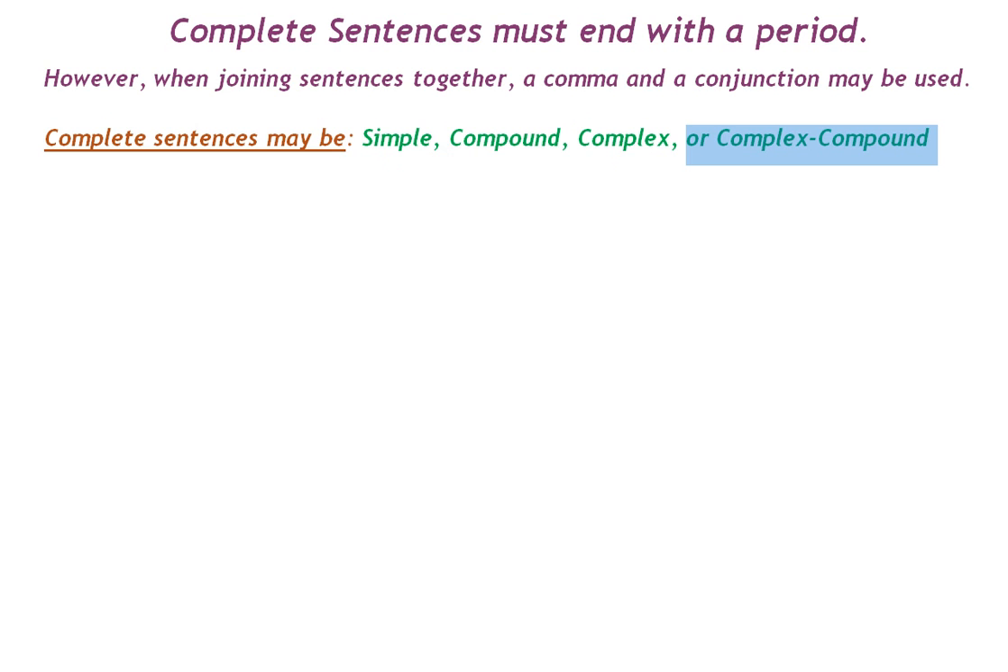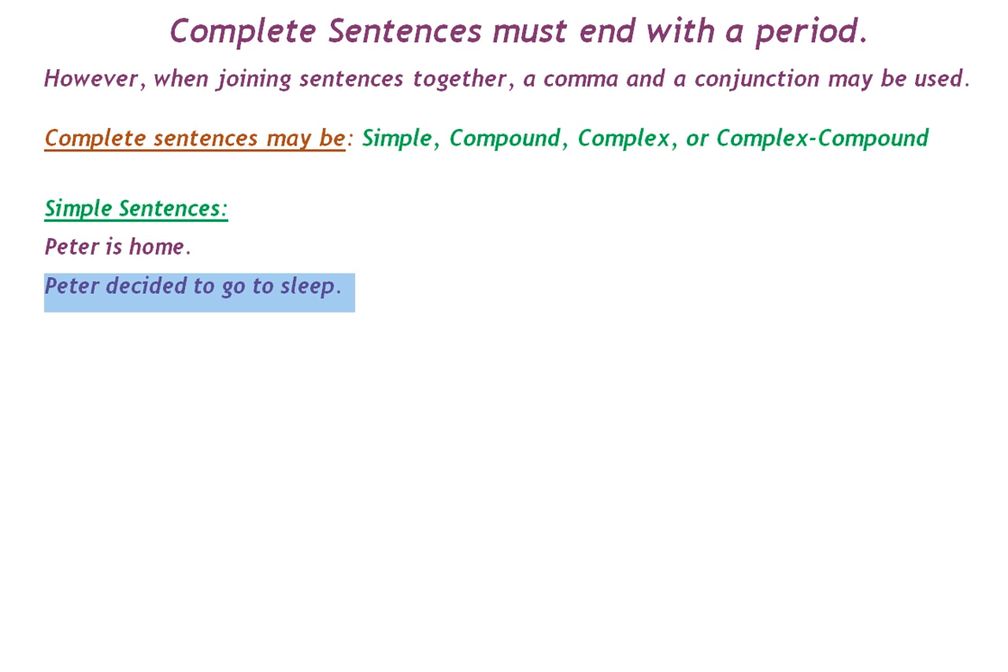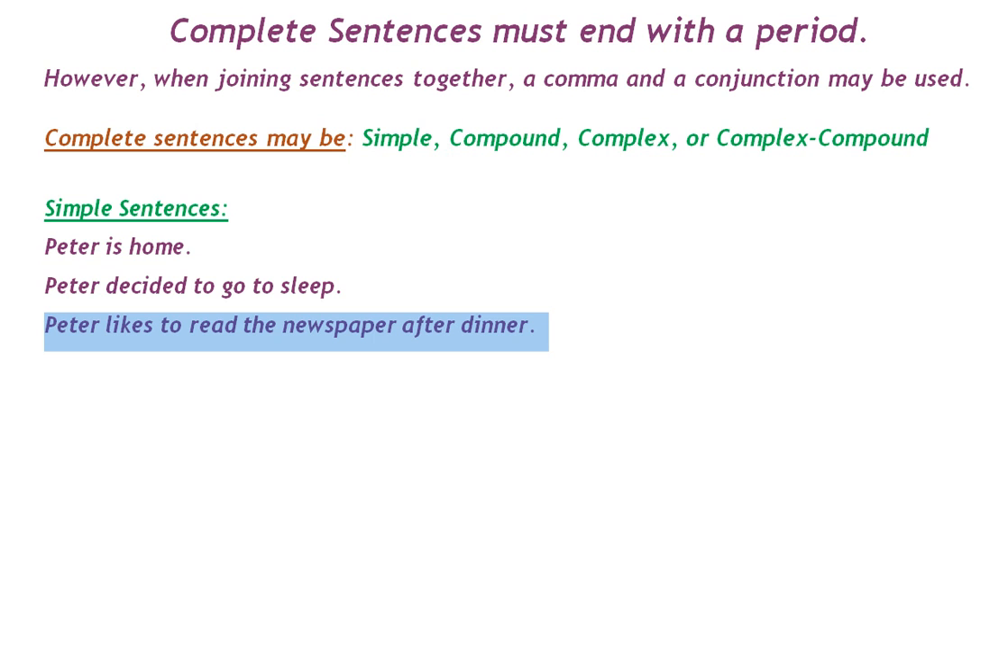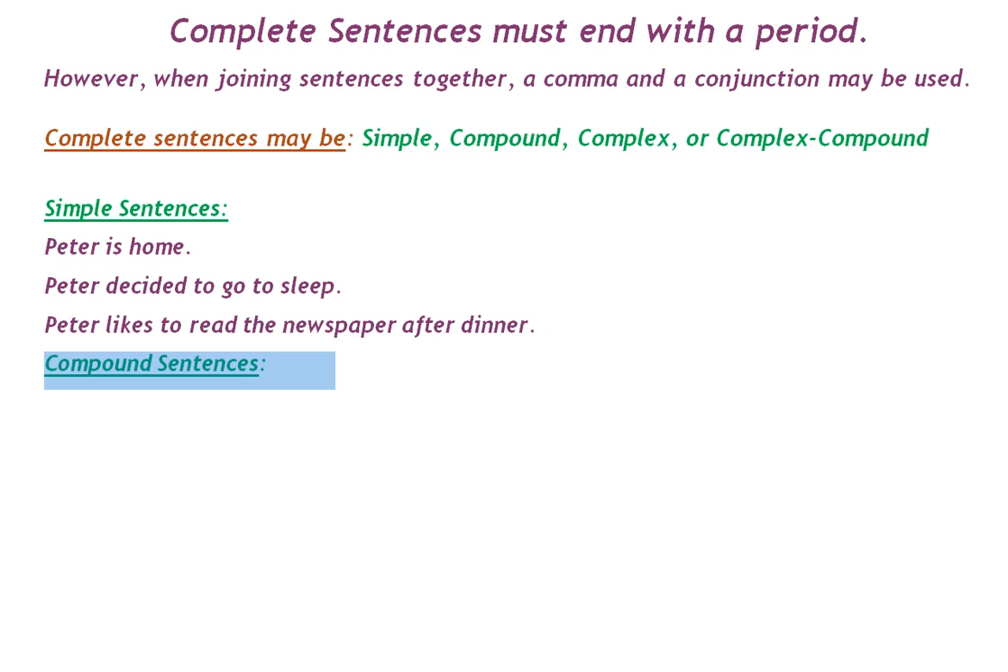And when you have a simple sentence, you only have one sentence. Okay? Peter is home. That's one sentence. Peter decided to go to sleep is one sentence. Or in other words, one complete thought. Peter likes to read the newspaper after dinner. One complete thought. Okay? When you have a compound sentence, you have two complete thoughts. Two complete thoughts is the same thing as two independent clauses.